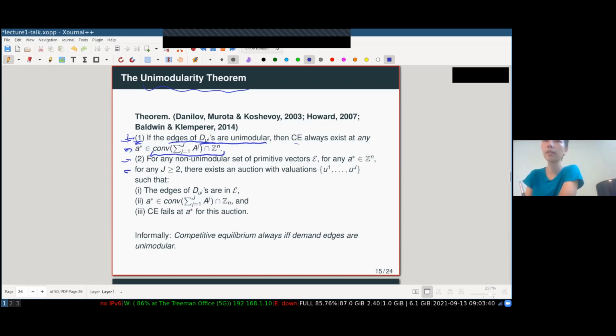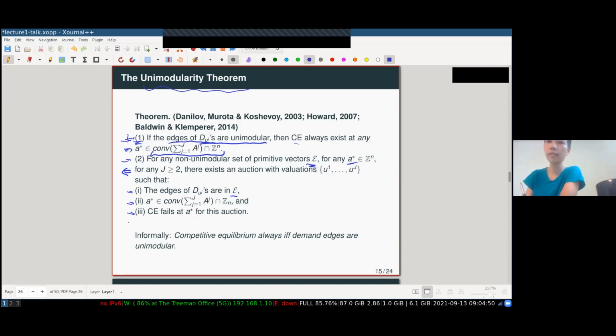And then the theorem has a second part, which is the easier direction, that makes it sound like an if and only if theorem, right? So the second part says, suppose you run an auction where the edges are not unimodular. It doesn't mean that you would not find competitive equilibrium, right? You might be lucky, but for sure I can cook up an auction such that the edges of the demand set are not unimodular, and your competitive equilibrium is going to fail at a particular A star, any A star you want to give me. If you have a set of edges that are not unimodular, I can cook up a really bad example for you, where A star lies in your support, so I'm not cheating, and finally, competitive equilibrium fails for that particular auction that I cooked up.